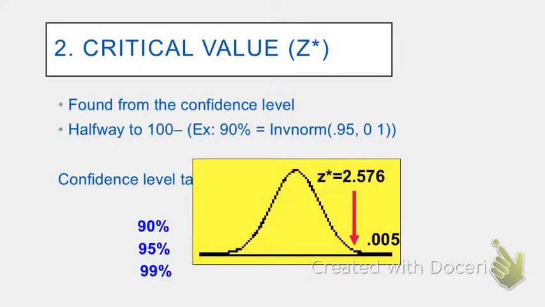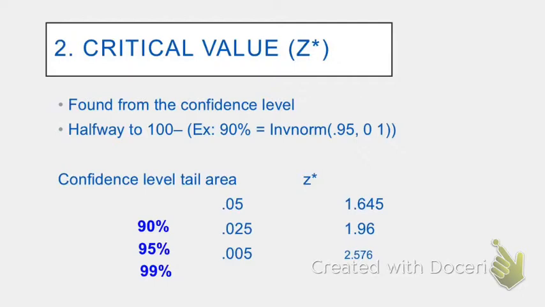Oh, because it's halfway to 100. So you should get 2.576 for 99.